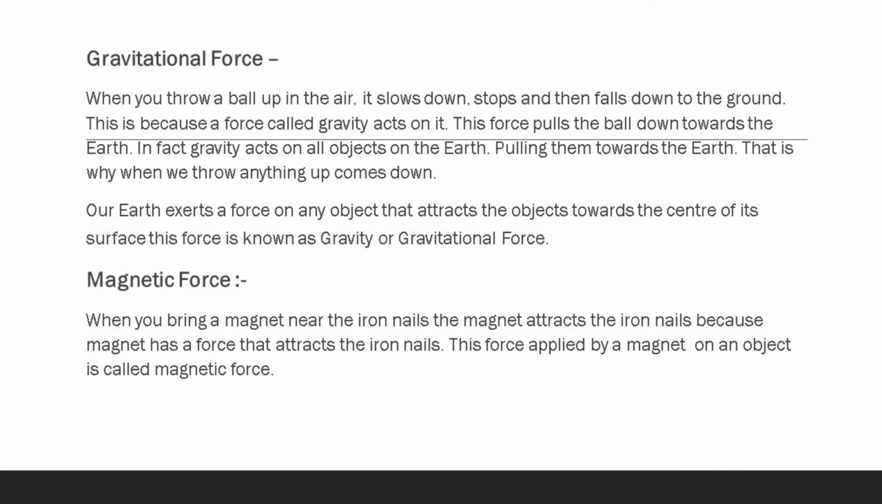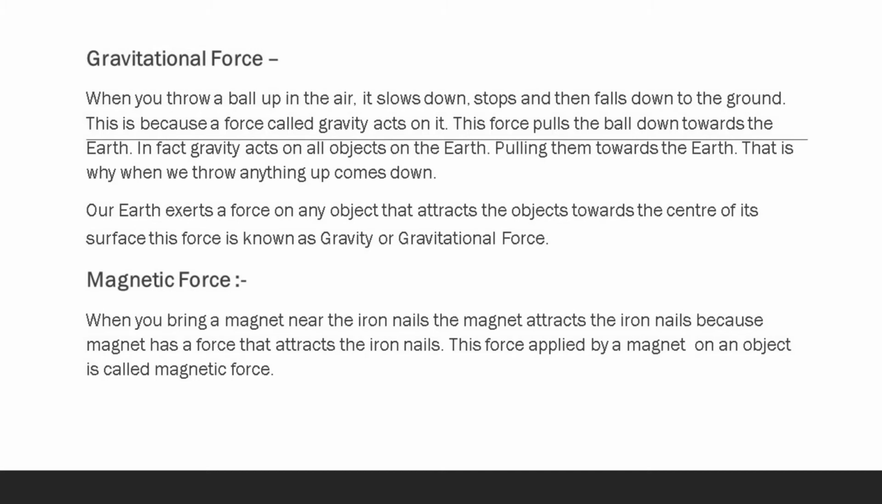First, gravitational force. We all know when we throw a ball up in the air, it slows down, stops, and then starts falling down to the ground. This is because a force called gravity acts on it. This force pulls the ball down towards the earth. In fact, gravity acts on all the objects on the earth, pulling them towards the earth. That is why when we throw anything up, it comes down. Our earth exerts a force on any object that attracts the object toward the center of its surface. This force is known as gravity or gravitational force.